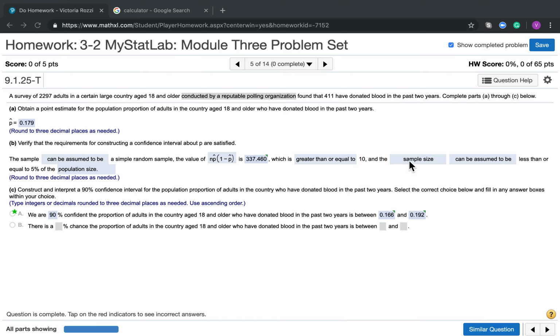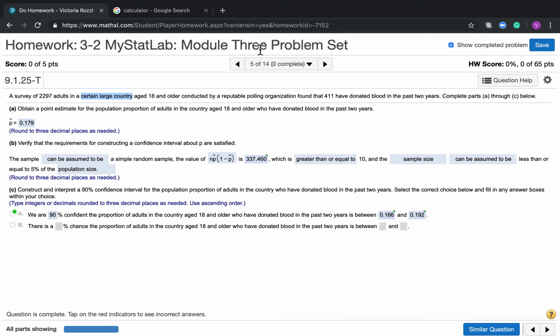And also, we have to pick that the sample size, now notice it says can be assumed to be. First of all, they said sample size or population proportion or population size, but we're talking the sample size. So our sample size here is 2,297 results. Now, again, we're at this whole can assume to be or is stated or whatever. It's not stated that the sample size is less than 5% of the population size. However, they did say it was a certain large country, right?